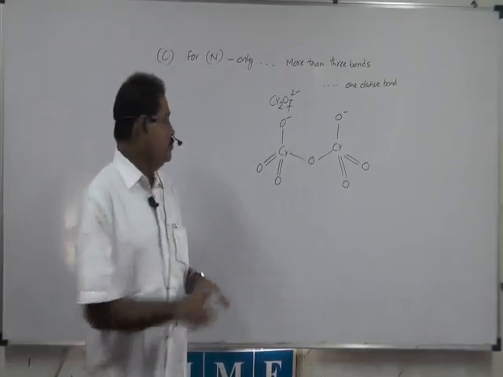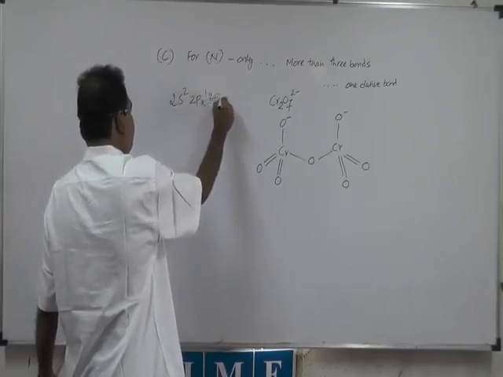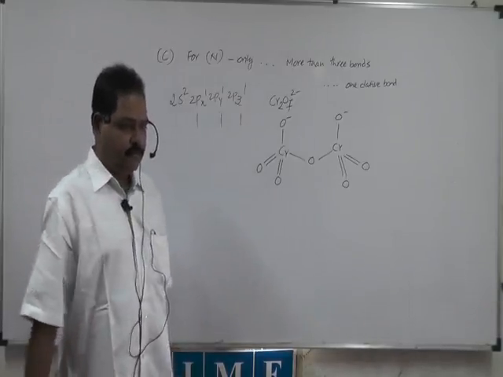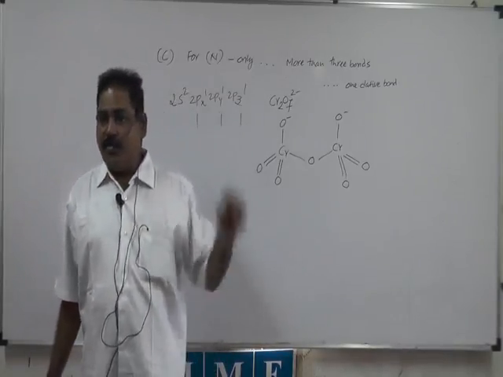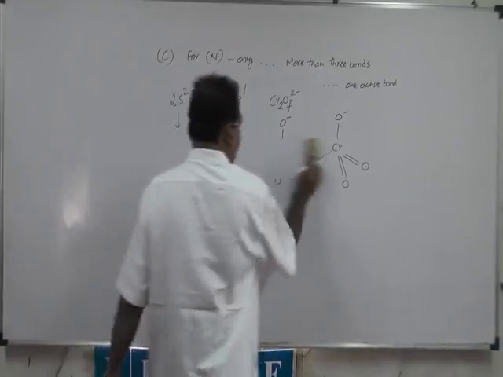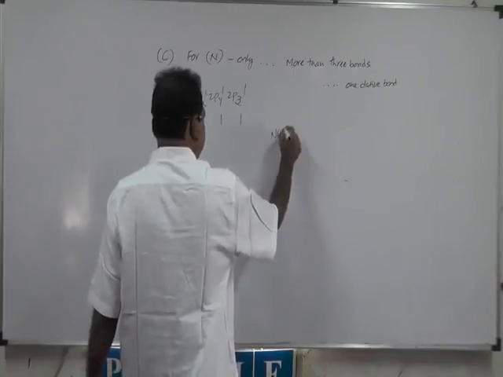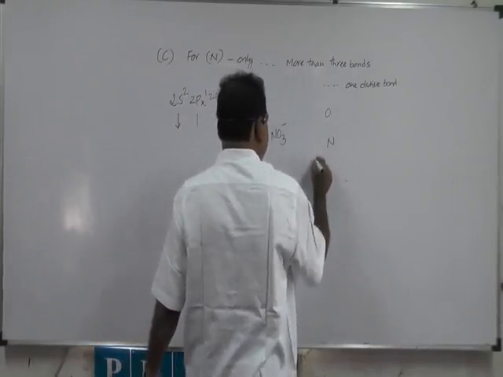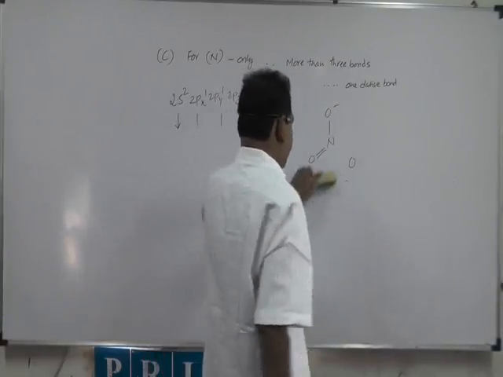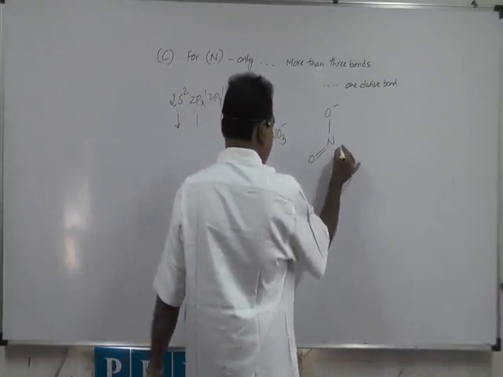Like you have 2s2, 2px1, 2py1, 2pz1. So nitrogen can form only 3 covalent bonds by sharing. The fourth one must always be a coordinate covalent bond. Nitrogen can only donate beyond this. NO3 minus. One nitrogen, 3 oxygens, one of them is a minus. Oxygen forms 2 bonds, O minus 1 bond, and the quota of 3 bonds of nitrogen is over. Now, it only has a pair of electrons to be donated.